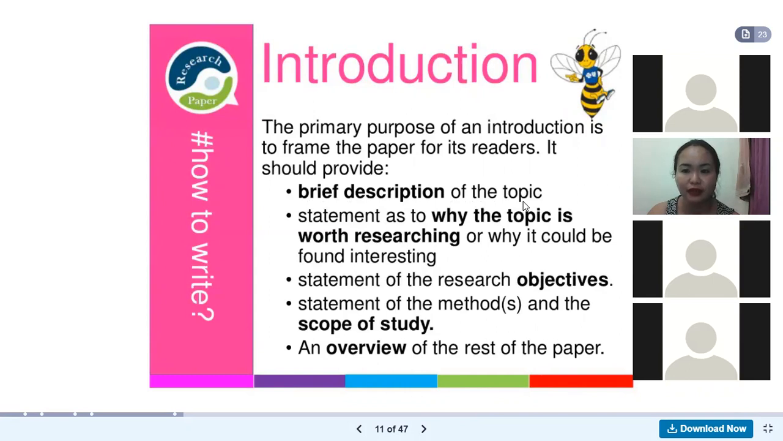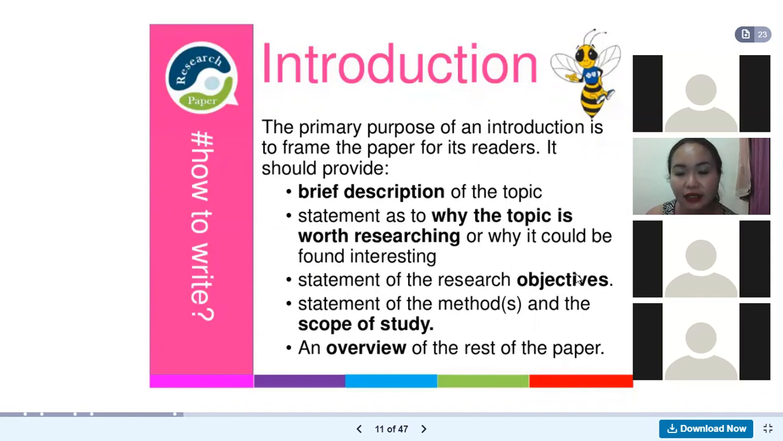So, anong background? Ano ba yung agribusiness, for example, and state as to why the topic is worth researching. So, is agribusiness important? Of course, and why it could be found interesting. No? So you give the benefits and the role and the importance mismo ng agribusiness. And statement of the research objectives.